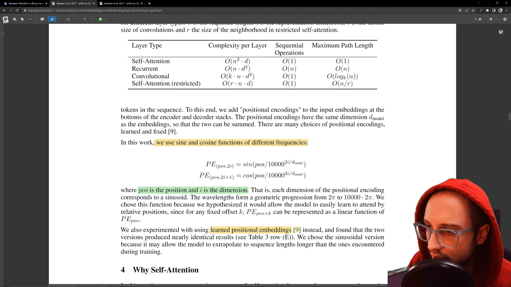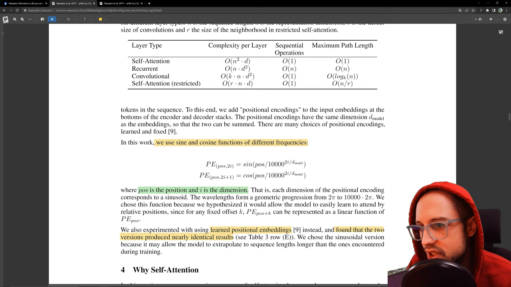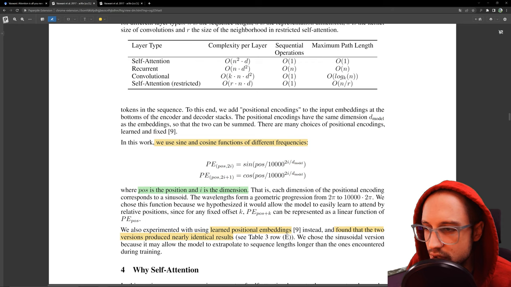Interesting, they found that the two versions produce nearly identical results. Which means that when they approximated this positional embedding function with a neural net and instead learned it over time, what the neural net learned is effectively a sine and a cosine, which is a beautiful result, right? Because it kind of shows you that there's some order to the universe, in that sine and cosine represent something deeper. We chose the sinusoidal version because it may allow the model to extrapolate to sequence lengths longer than the ones encountered during training.